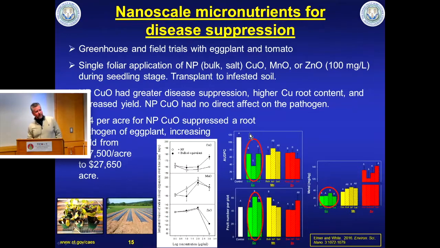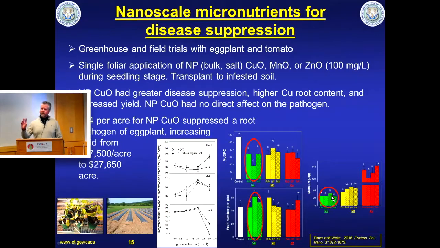And what we saw, and so the green bars over here are copper. This is the degree of disease. And the bar in the middle is the copper nanoparticle. So when you supply the copper nanoparticle, you get significantly less disease. In this case, this is the eggplant. You find significantly more fruit produced from those copper nanoparticle treated plants. And you find significantly greater copper in the root system, which is basically agreeing with the hypothesis that we had.